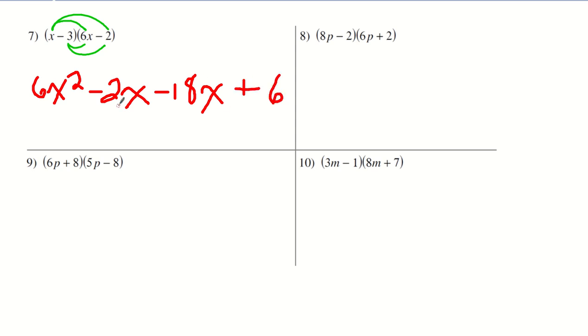positive 6. And now you just have to see that you can clean this up a little bit because these two terms are alike. So 6x squared comes on down, and then negative 2x minus 18x, that's negative 20x when you combine those two terms, and the plus 6 comes on down. So that's number 9.